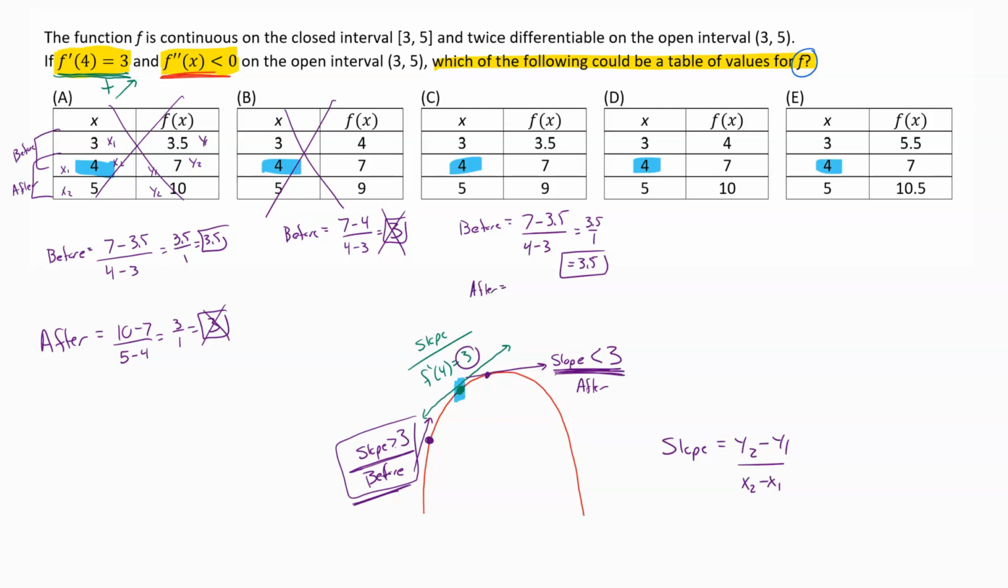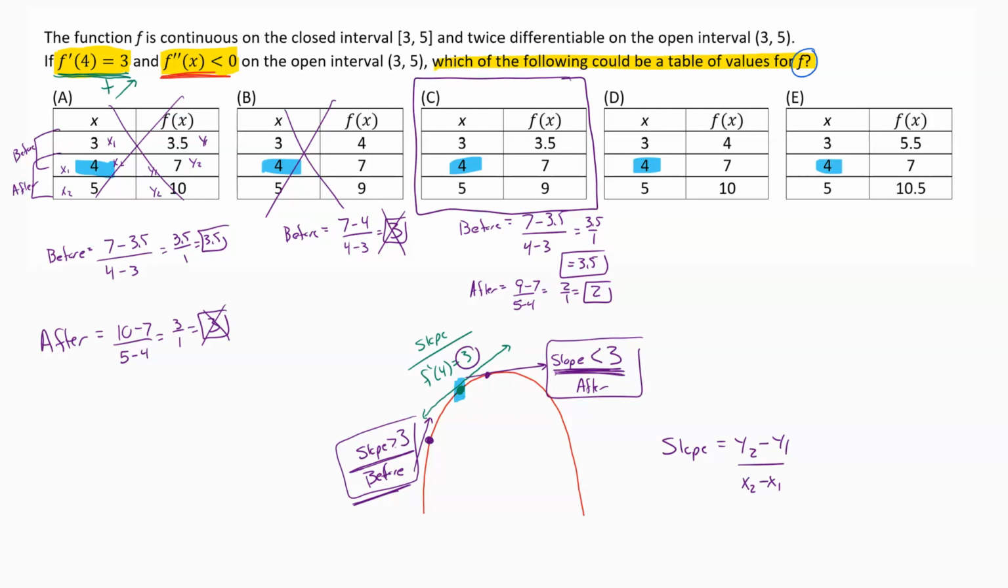And then after, I would be doing the second. I would do 9 minus 7 over 5 minus 4. That is going to get me 2 over 1, and so that's 2. 2 is less than 3, so that fits there. So right now, C is looking like my good graph.